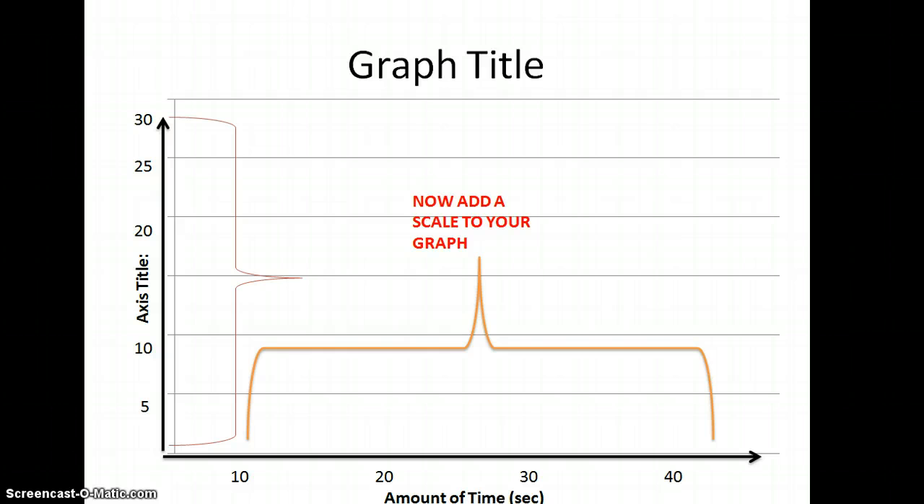Once you have your titles, then you need to scale your graph. The most amount of time that you used on your stopwatch last week was 40 seconds. So you're going to put your numbers up to 40 because that's the most amount of seconds that you timed. Then on your y-axis, go ahead and number that as well up to the maximum number that you counted.